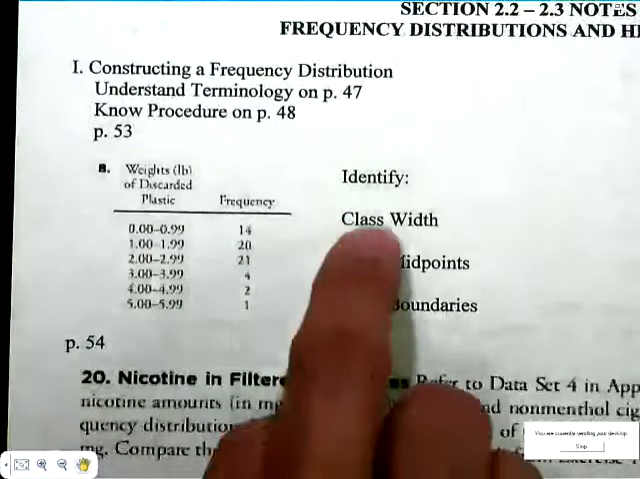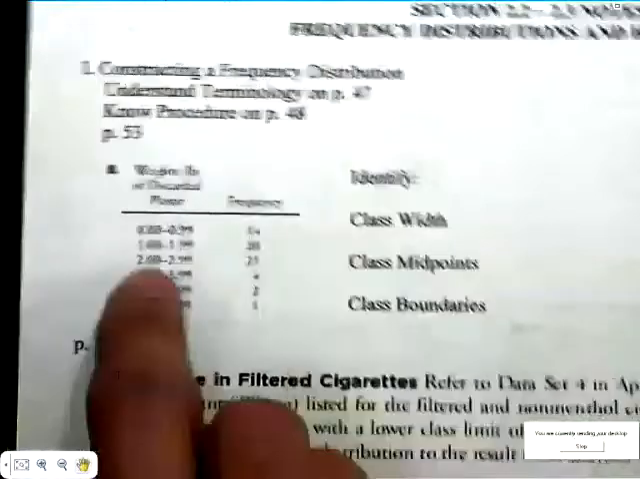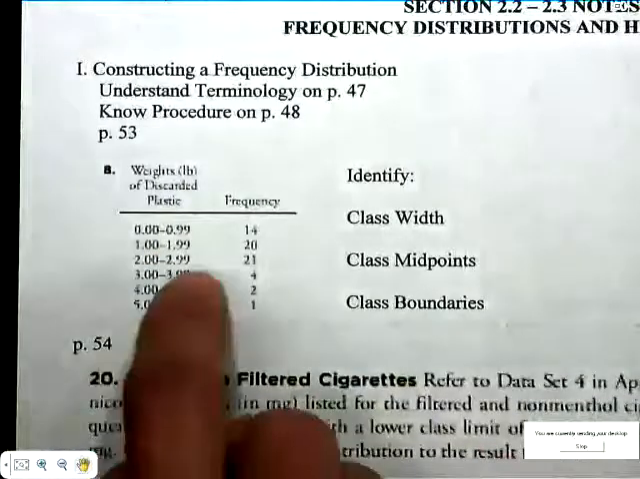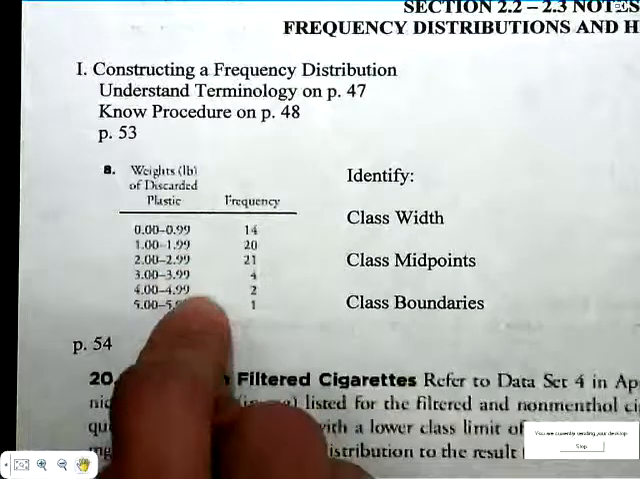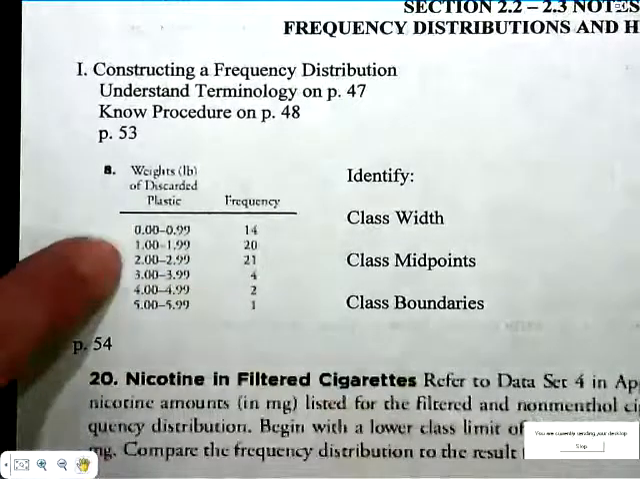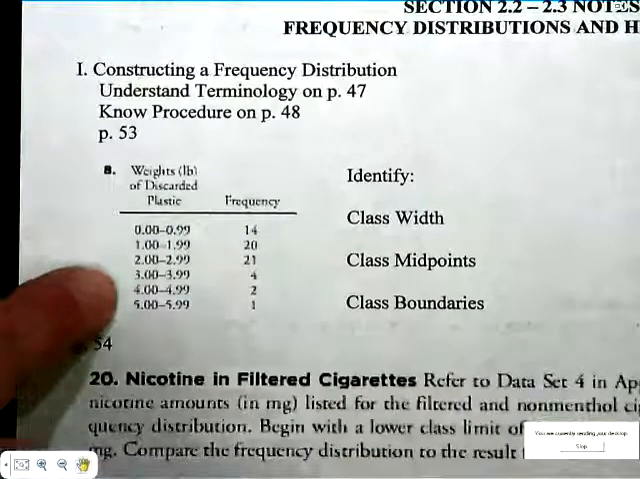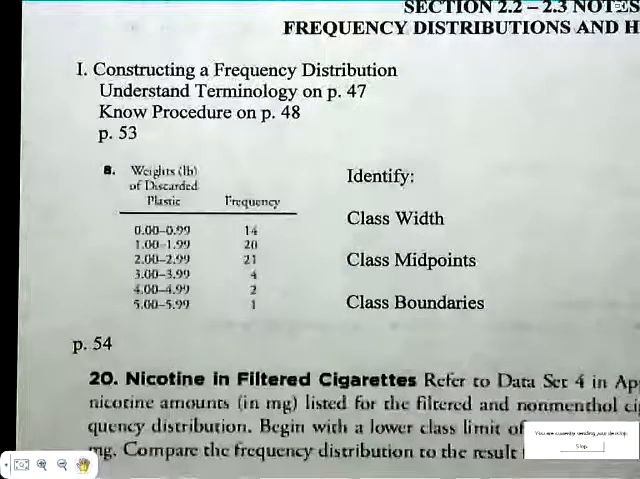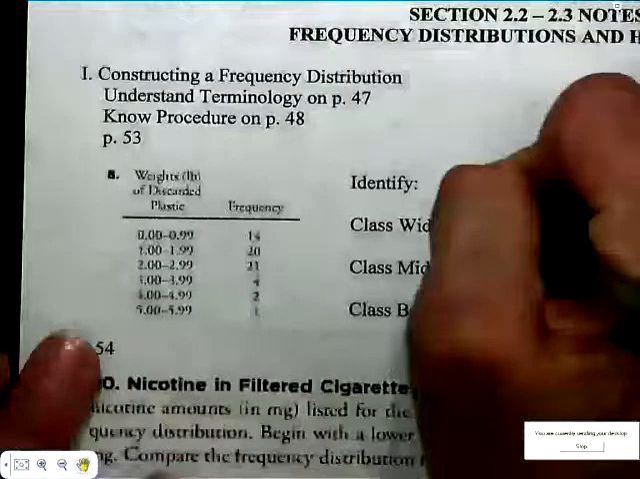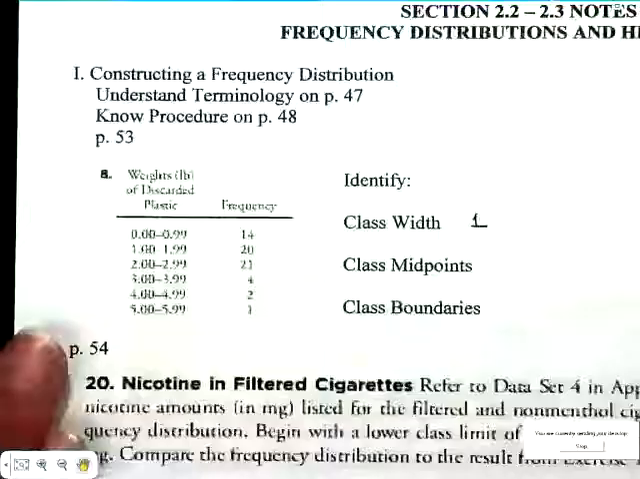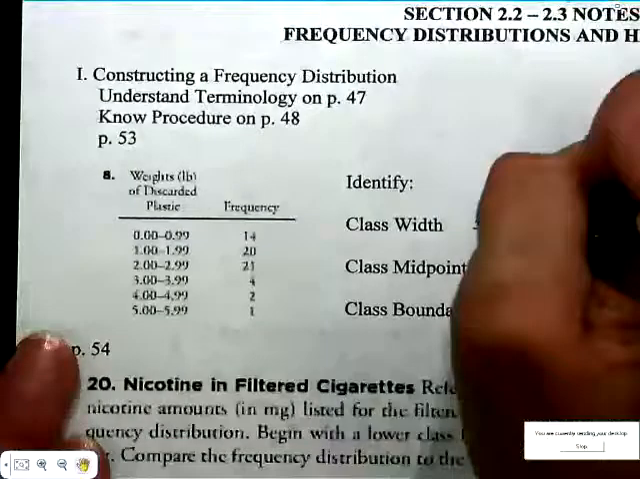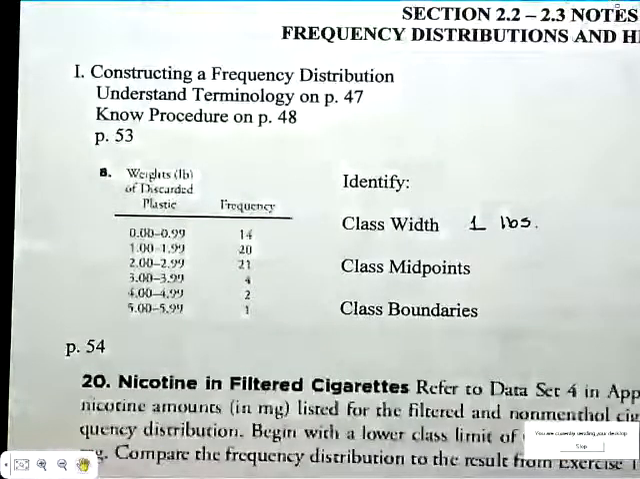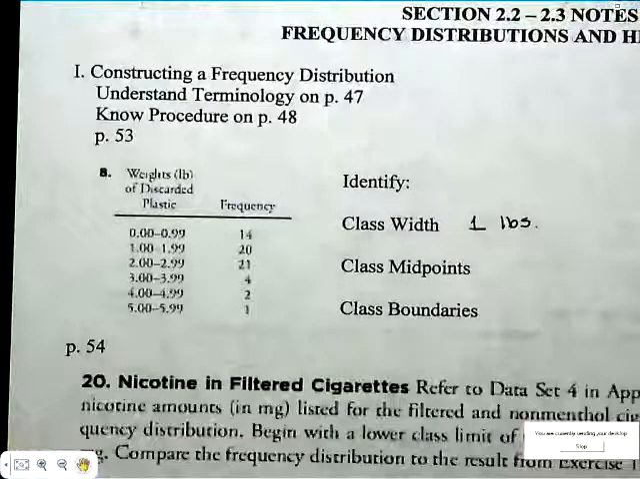So identify the class width. That's just the difference between each lower class limit or the difference between each upper class limit. What's the difference between 0 and 1 pound of trash, or 1 pound of trash and 2 pounds, or 2 pounds and 3 pounds? Just 1. So the class width is 1. Units always make more sense. I don't think they'll ask you for the limits in my math lab, but that does make it clear that you understand what it is we're talking about. The class width is 1 pound.